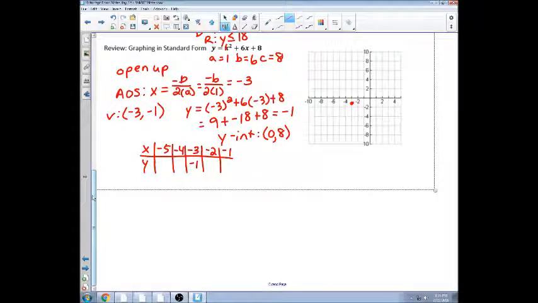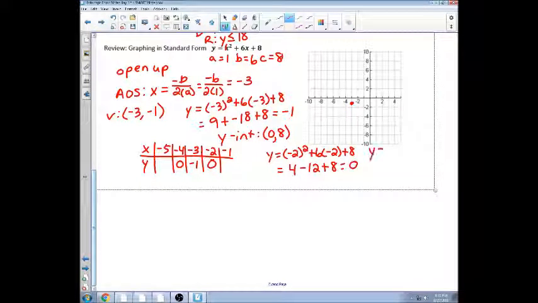Okay. So now I need to put negative 2 in for my x's. So y would equal negative 2 squared plus 6 times negative 2 plus 8. Negative 2 squared is 4. 6 times negative 2 is negative 12 plus 8. Well, 4 minus 12 would be negative 8 plus 8 would be 0. So now I can put 0 in both those locations.